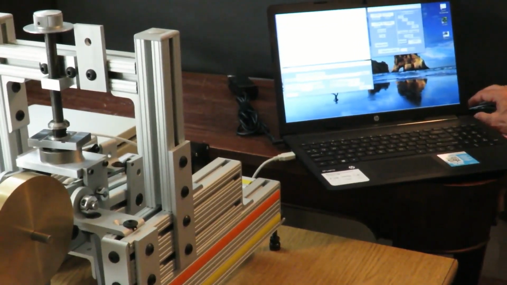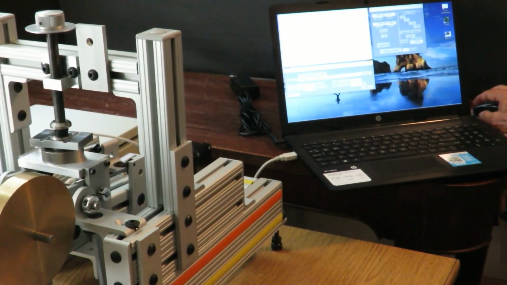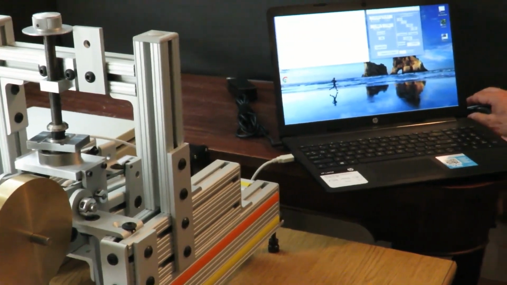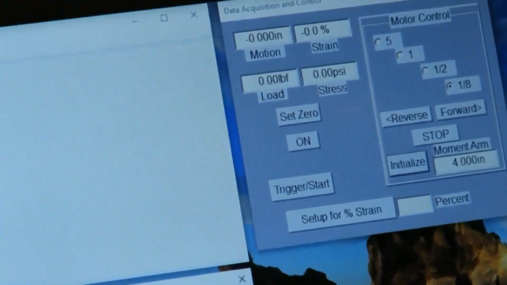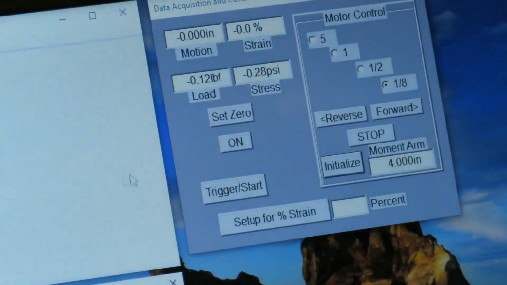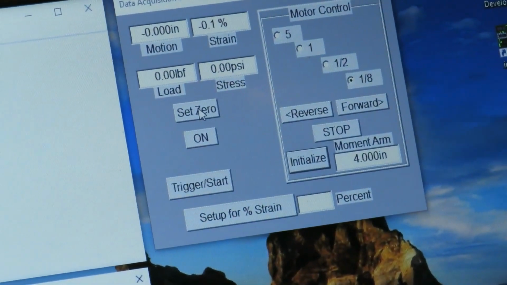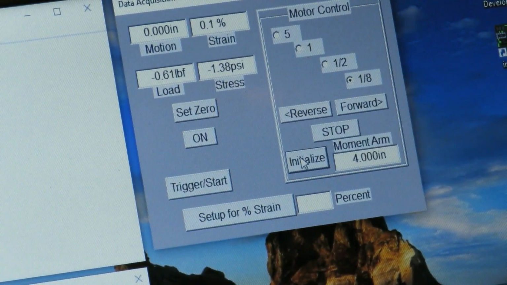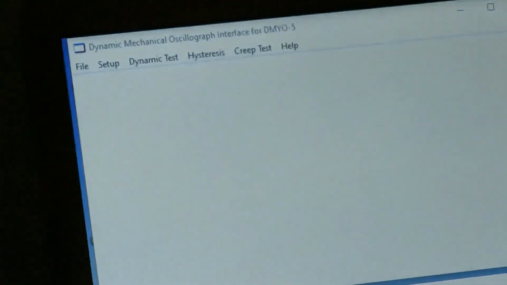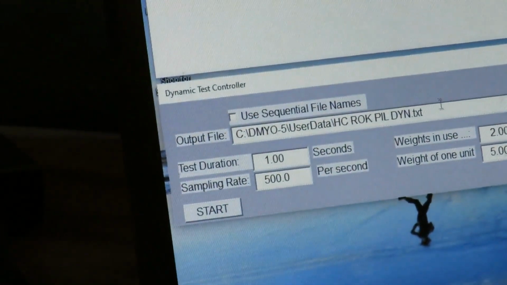Then we will start running a dynamic test, dynamic in compression. At this point, we shall go to the laptop and set our initialization. We initialize and set 0. Okay, it's set 0. Now we initialize, which is 4 inches from the fulcrum. And then we go back and fill in the dynamic test data.